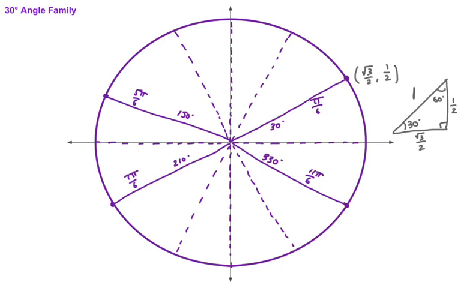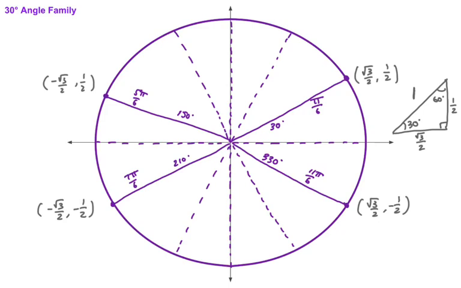All right, so same thing applies. X and y values are going to stay the same. We're just taking those ordered pairs and moving them throughout the different quadrants. So over here in quadrant 2, that is negative root 3 over 2, 1/2. Quadrant 3, everything is negative. Negative root 3 over 2, negative 1/2. Quadrant 4 is going to be positive root 3 over 2, and then negative 1/2. Okay, so those are all the unit circle angles and their values.